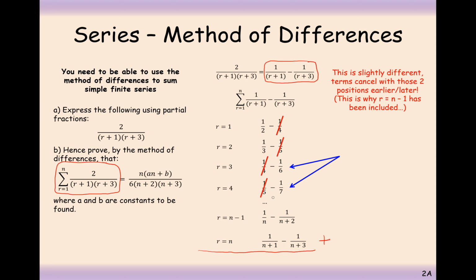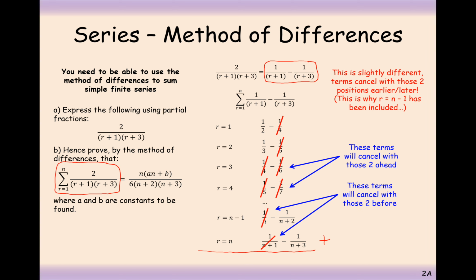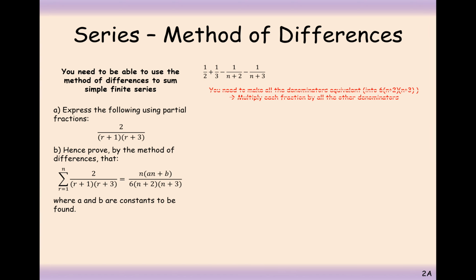The minus sixth and the minus seventh will cancel out with 2 more terms when we plug in 5 and 6. And also the 1 over n will cancel out with minus 1 over n 2 terms before that. And then 1 over n plus 1 will cancel out with minus 1 over n 2 terms before that as well. So actually what we're going to get here is, when we add things up, a half, a third, minus 1 over n plus 2, and minus 1 over n plus 3. 4 terms here. So now let's just algebraically tidy this up.